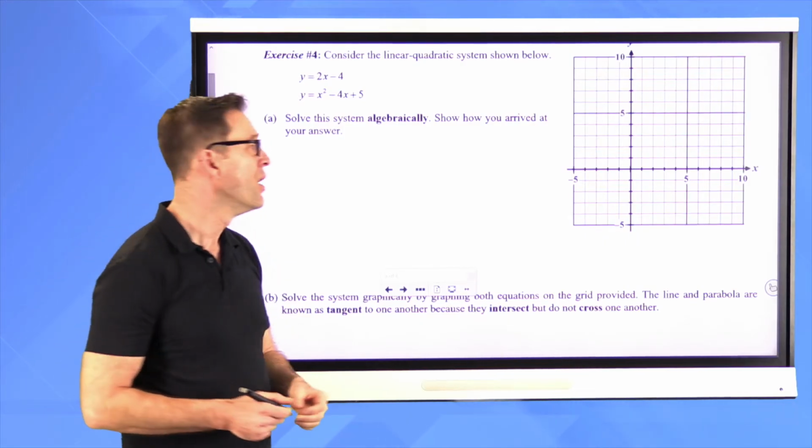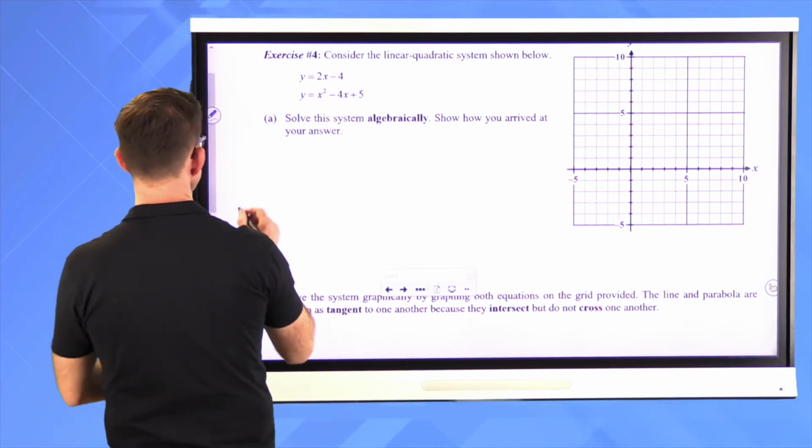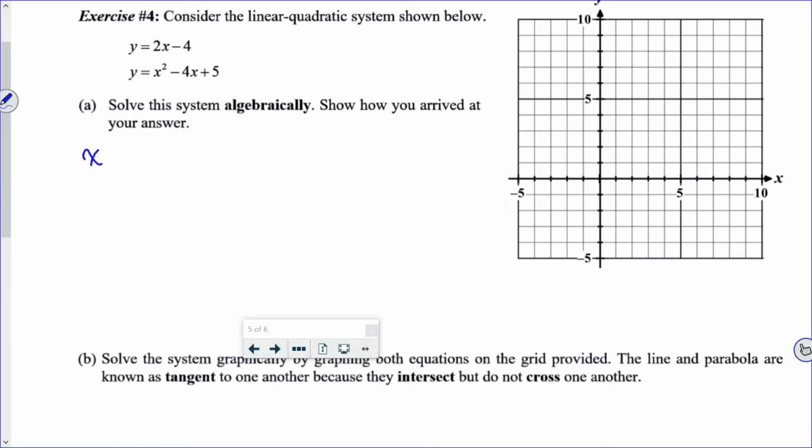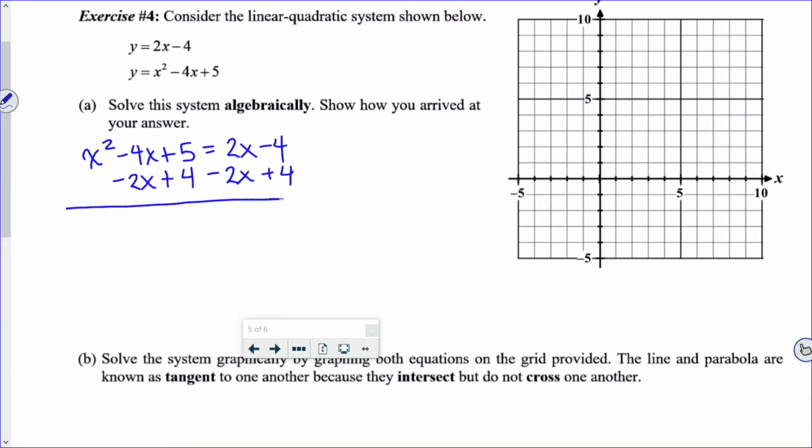All right, let's do it. So first things first, I'm going to set those equations equal to each other. I'm going to have x squared minus 4x plus 5 is equal to 2x minus 4. All right, to use the zero product law, I've got to get everything equal to 0, so I need to subtract a 2x and add a 4 to both sides. All right, I'm going to get x squared minus 6x plus 9 is equal to 0.